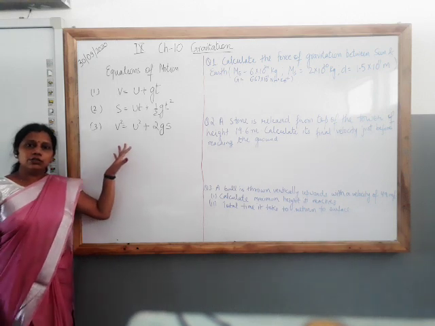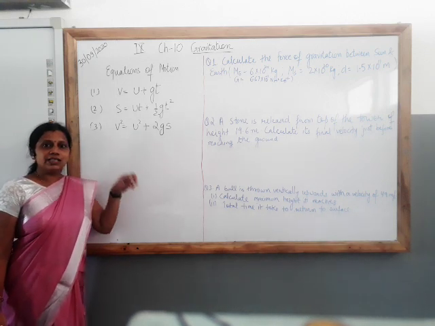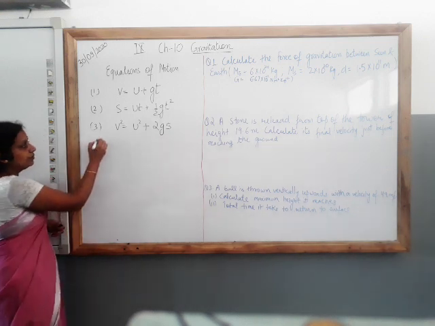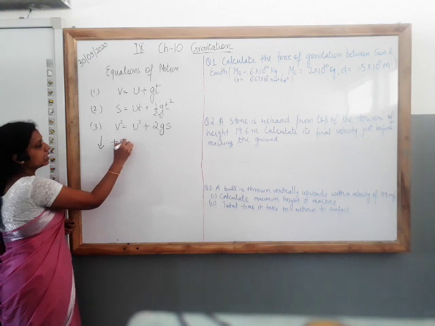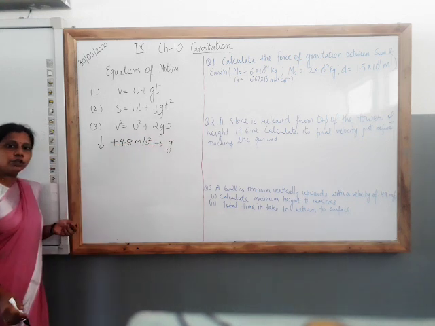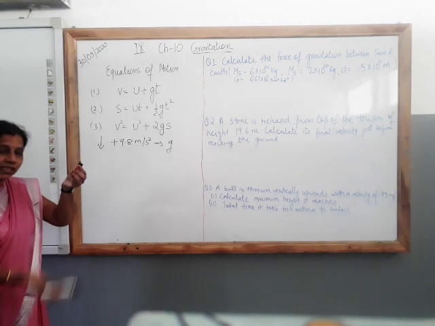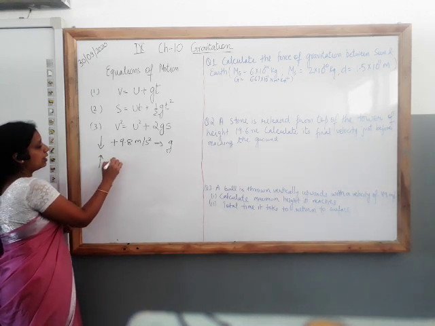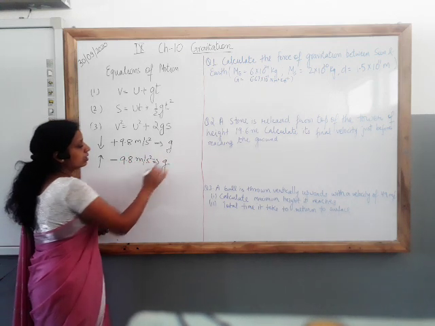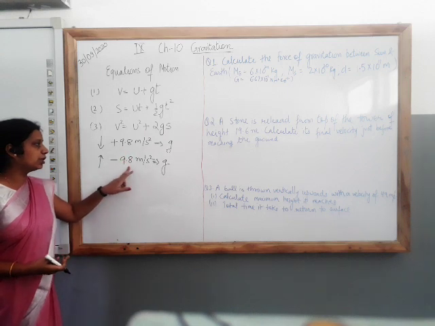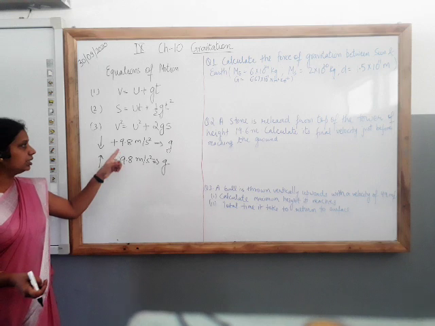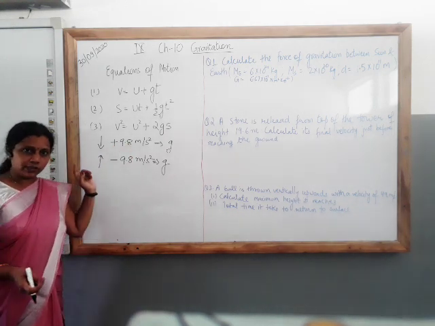Now the important thing to see here is that whenever things are going in a downward direction, you have to take the g value as positive, plus 9.8 meter per second square. And whenever you are throwing a thing in an upward direction, against the gravitational force, you have to take the g value as minus 9.8 meter per second square. So whenever you are doing a numerical, keep this in mind: whether things are going down or going up. Accordingly, you have to take positive and negative values.